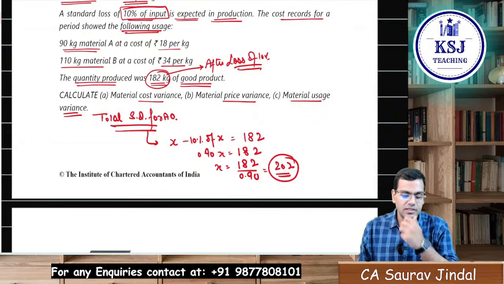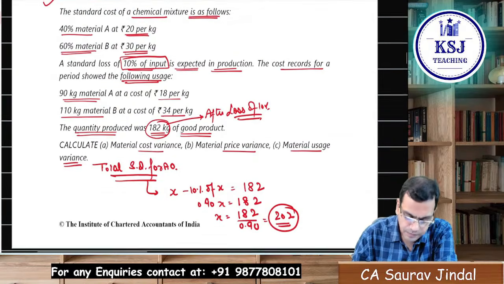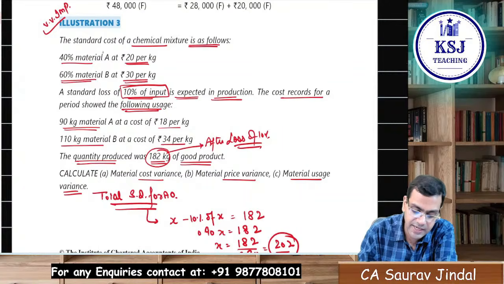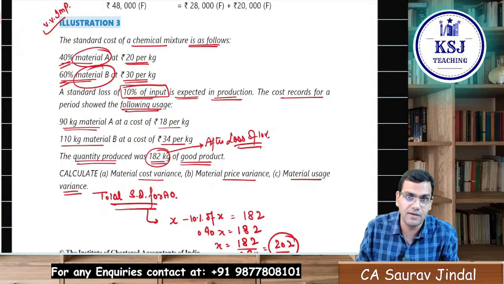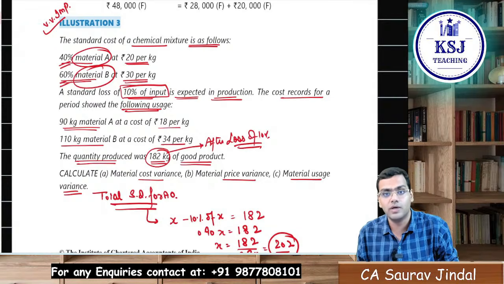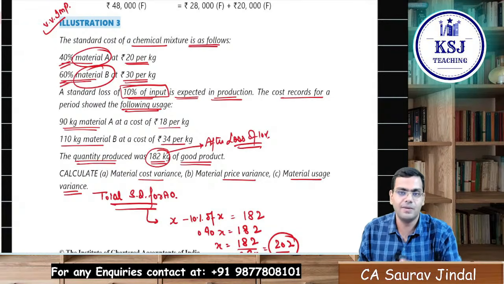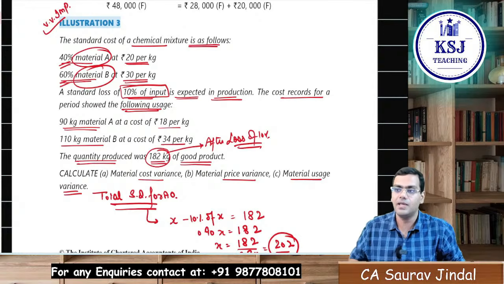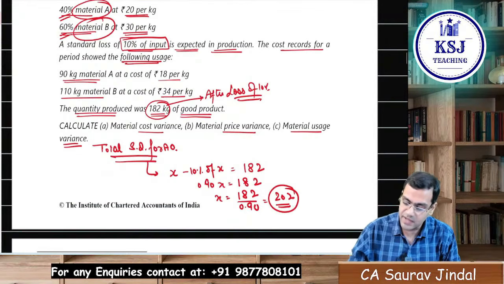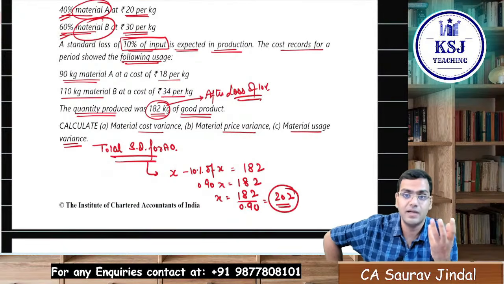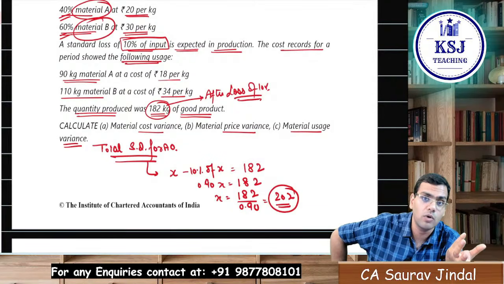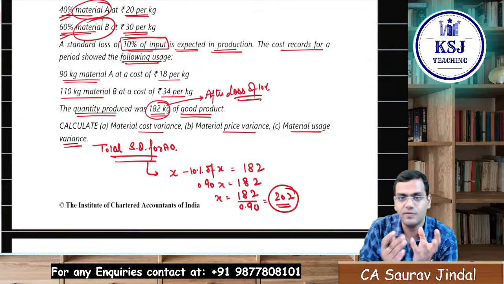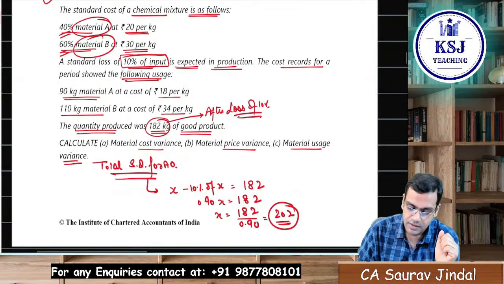Clear? So this is the standard quantity. For material A, the percentage is given, but how much is the standard quantity to be utilized is not given. He says whatever is the total standard quantity to be input, 40% will be material A, 60% will be material B, right? So this is what we have calculated. This is the total standard quantity for the actual output, because you will input more, and after a 10% loss you will get the actual quantity, right?